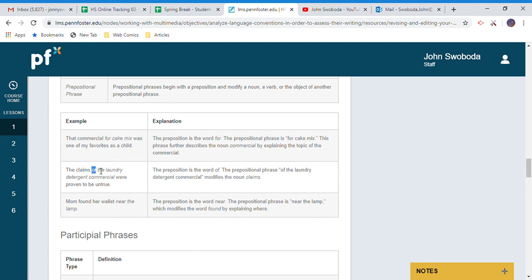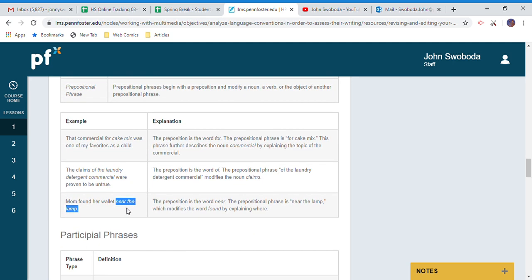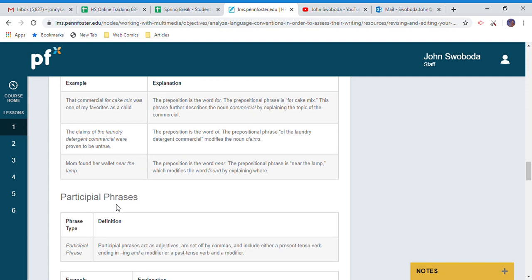The claims of the laundry detergent commercial were proven to be untrue. That's a long one. Mom found her wallet near the lamp. See, these I confuse with adverbial phrases a lot. Like a lot. So hopefully there won't be many questions about that on the test.